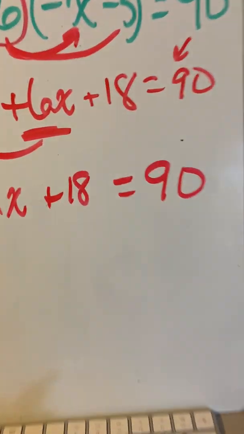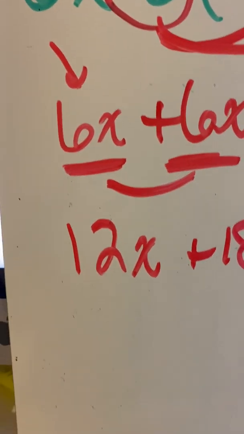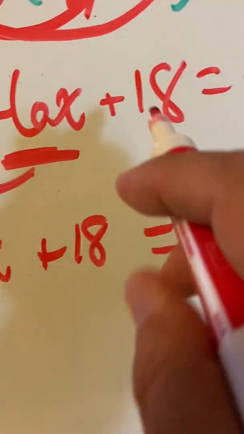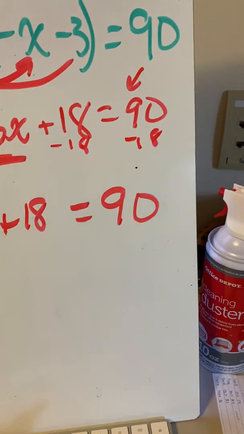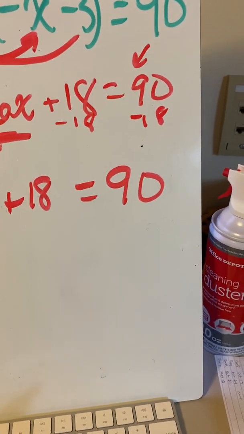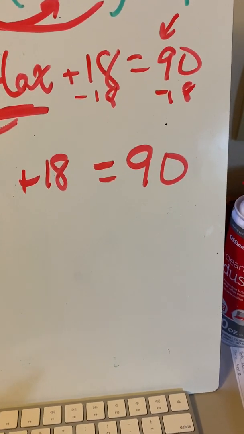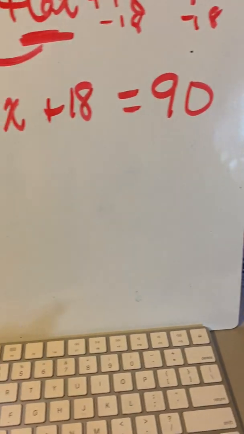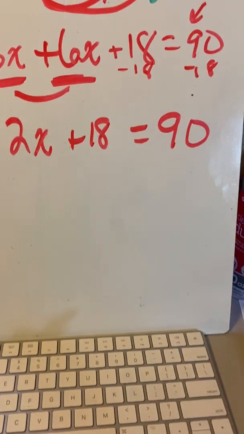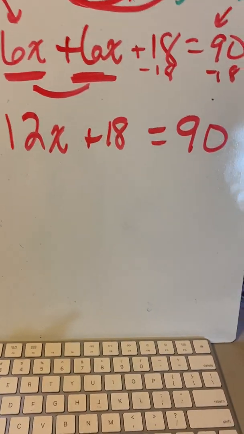Now, it wouldn't break my heart if you combine the two 6x's and then subtract the 18 from both sides. That would have been okay. It's not like you're breaking the rules and moving stuff too early. You can do that. If you prefer to rewrite the whole equation all over again, great. Some teachers will say, I'd prefer you to do that. Big deal, okay?